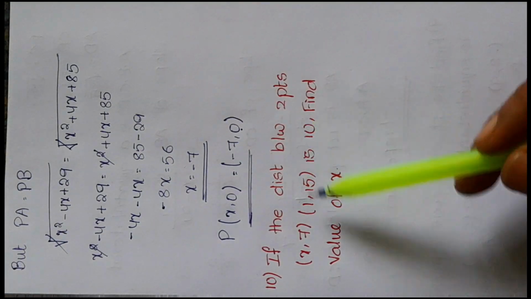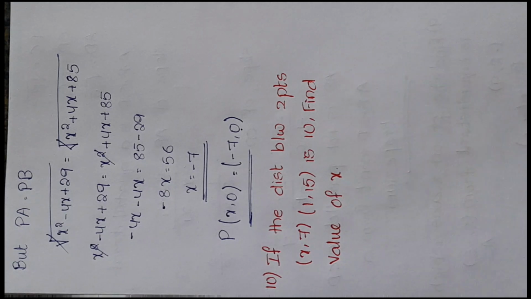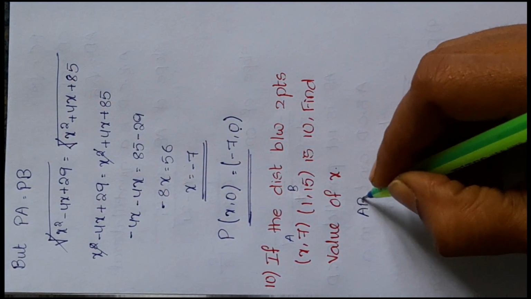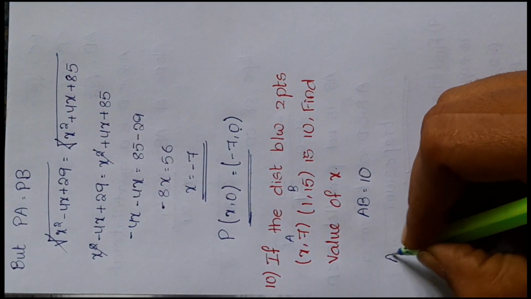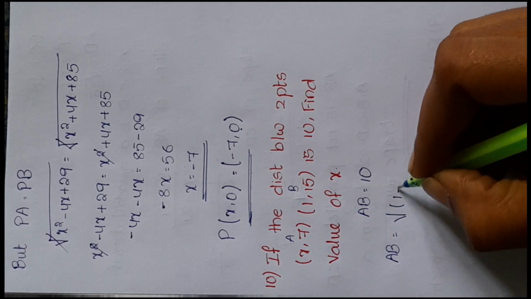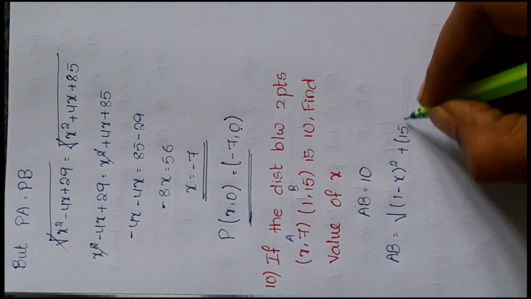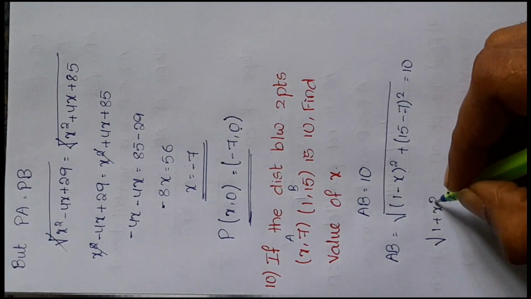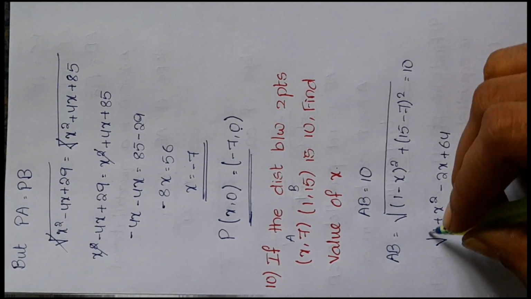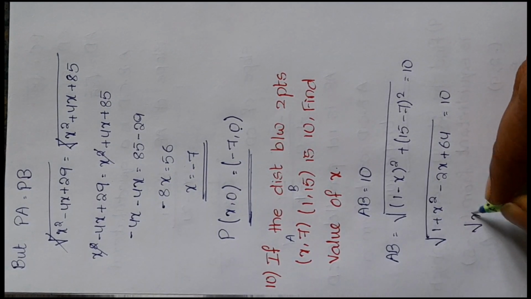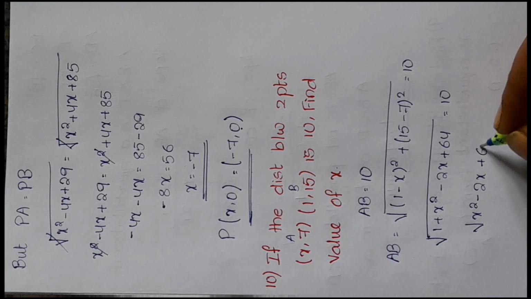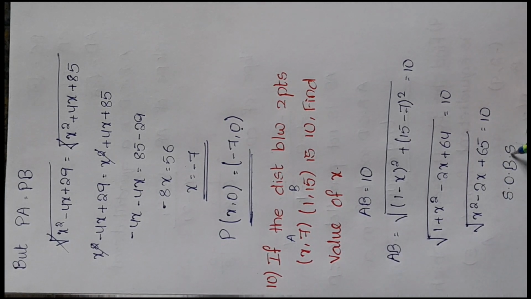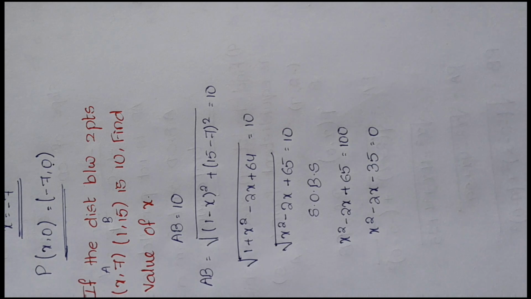The 10th question is: if the distance between the 2 points (x, 7) and (1, 15) is 10, find the value of x. Here the distance between the 2 points, let them be A and B, is given as 10. So by using the distance formula, AB is equal to root of (1 minus x) whole square plus (15 minus 7) whole square is equal to 10. Root of 1 plus x square minus 2x plus 64 is equal to 10. That is x square minus 2x plus 65 is equal to 10. Now squaring on both sides, we get the equation x square minus 2x minus 35 is equal to 0.